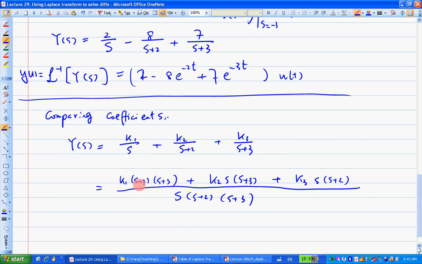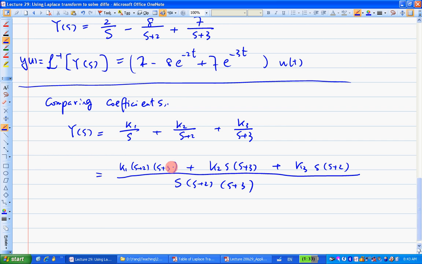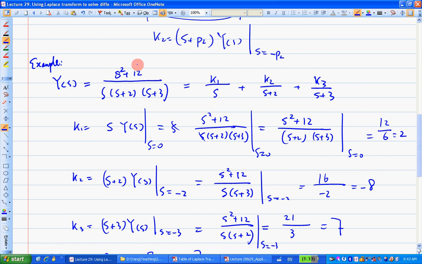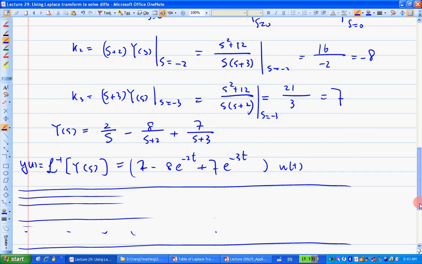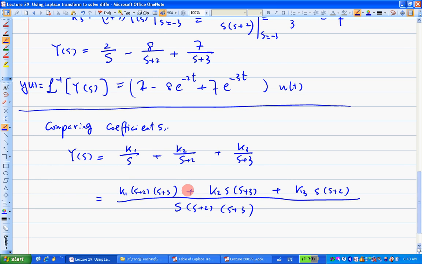Well, you see, this term divided by this term is k1 over s, right? And this term divided by this term is k2 over s plus 2. This is k3. So nothing changed, just putting it back here. Then the numerator here, technically speaking, should be the same as this numerator. So that's what we mean by comparing coefficients now. This numerator should be the same as this numerator.